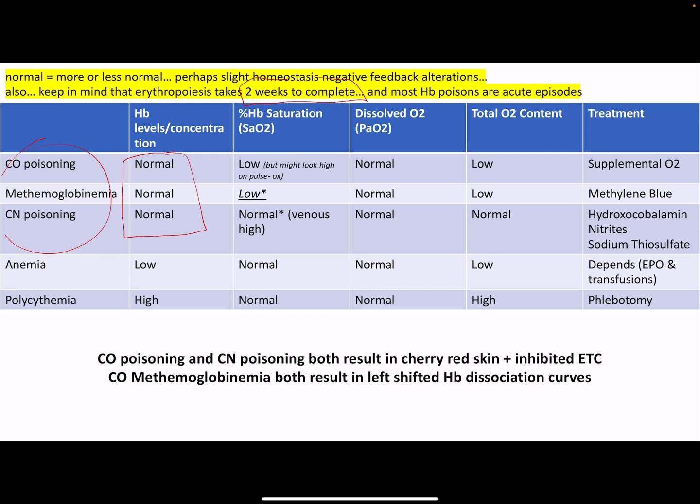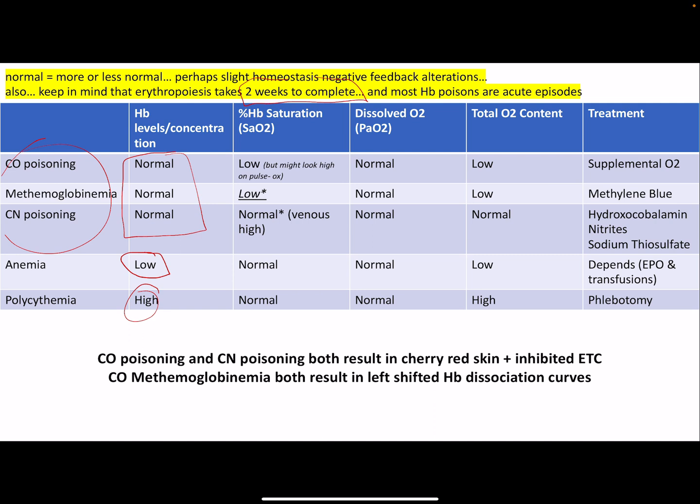Or the amount of hemoglobin that any red blood cell has. So that's going to be normal. Anemia, low red blood cells, or red blood cells aren't making hemoglobin or something like that, heme. So it's going to be low. Polycythemia is going to be high. Let's think about hemoglobin saturation.